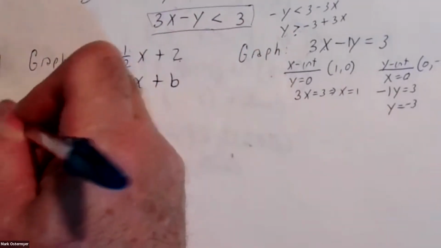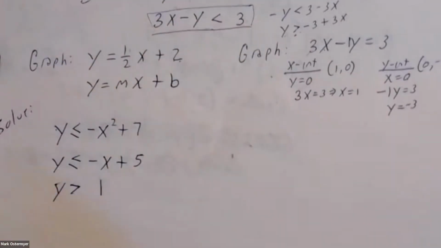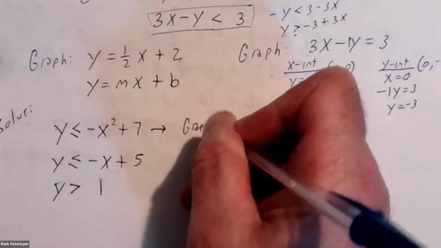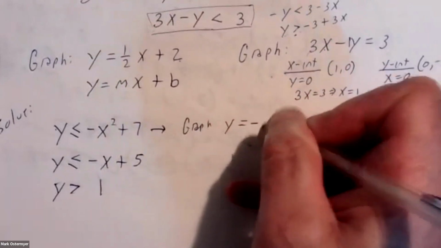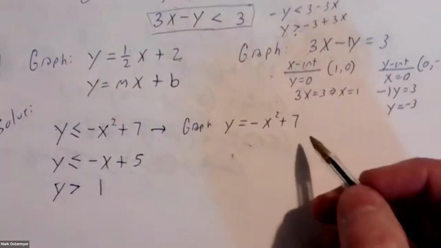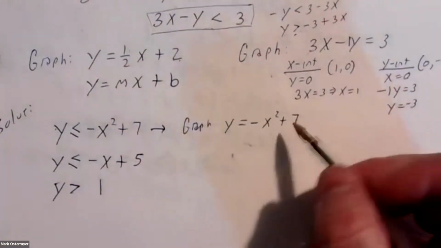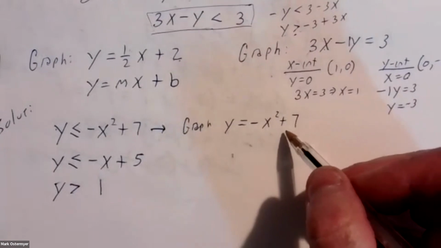So we're going to try to solve this system of inequalities by graphing the solution set. So we have three inequalities to deal with here. First of all, this one, what would be the graph of y equals negative x squared plus 7? This is a quadratic function. It would be a parabolic graph.